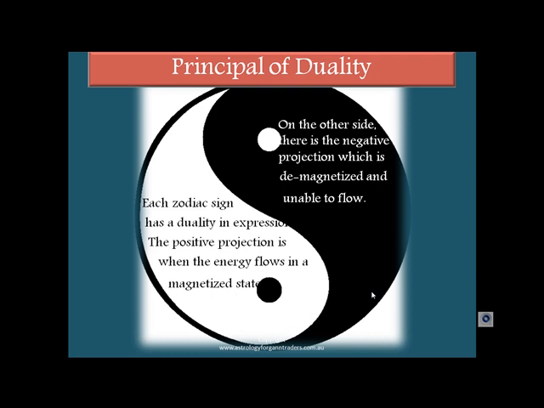But people that come into our lives will mirror our negative sides, and that's when we learn about that side of us that's hidden. It's very psychological. So just go with me. I know it might sound a bit boring, but we need to go through this so that you get some keywords, some symbolism, and it becomes your language. So each zodiac sign has a duality, a positive projection when the energy flows in a magnetized state, meaning in a positive state. And on the other side, there's a negative projection, which is demagnetized and unable to flow.